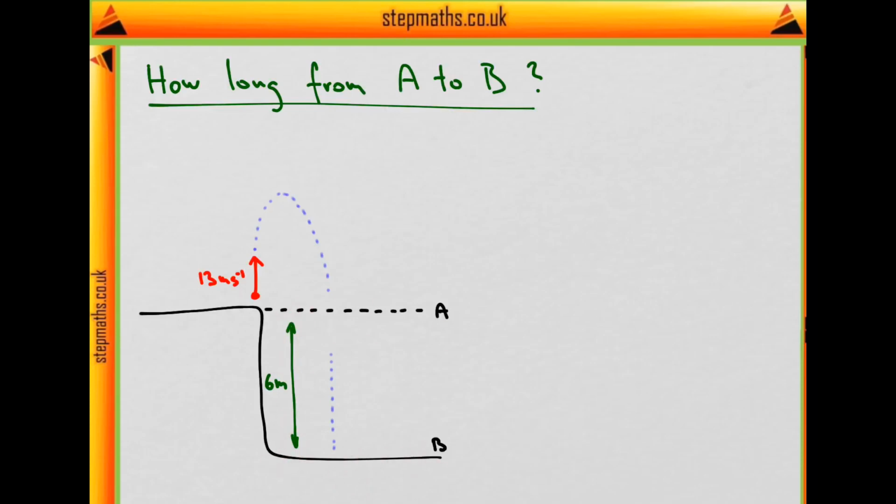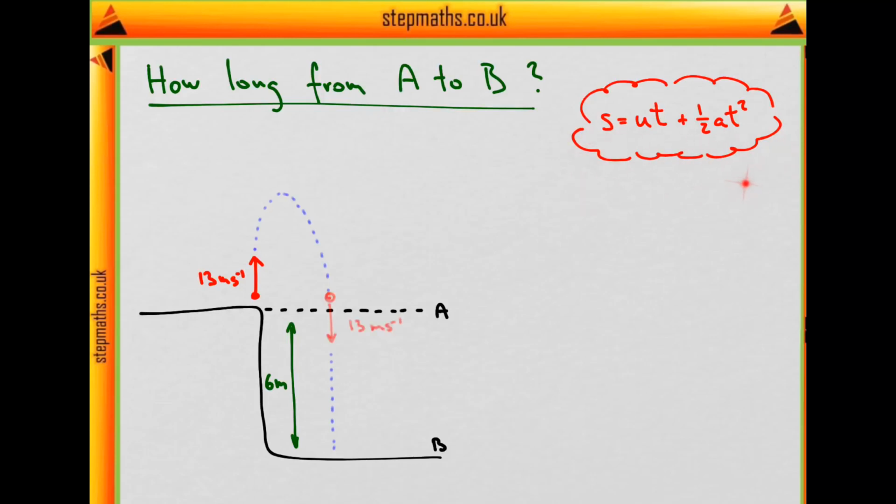tall. So A is level, at the height from which it was first fired, and B is the bottom. The question is how long it will take for this stone to travel from A to B. So this will be a useful SUVAT formula for us to use.